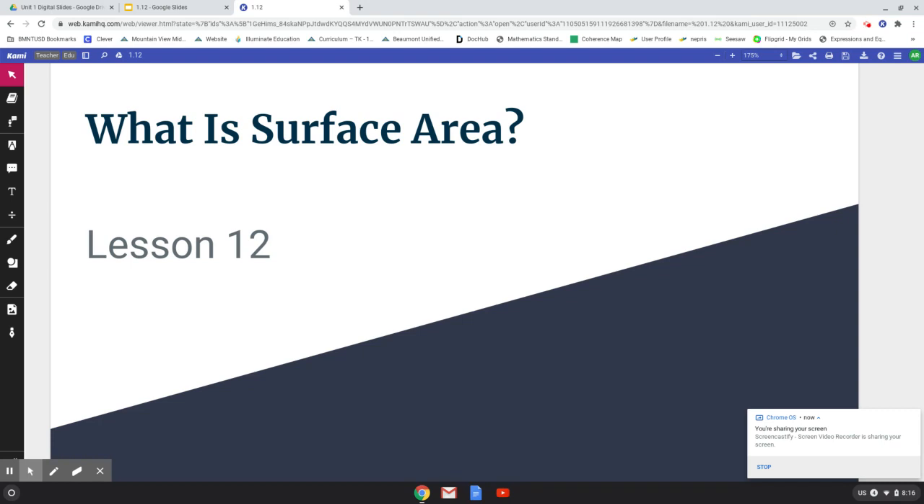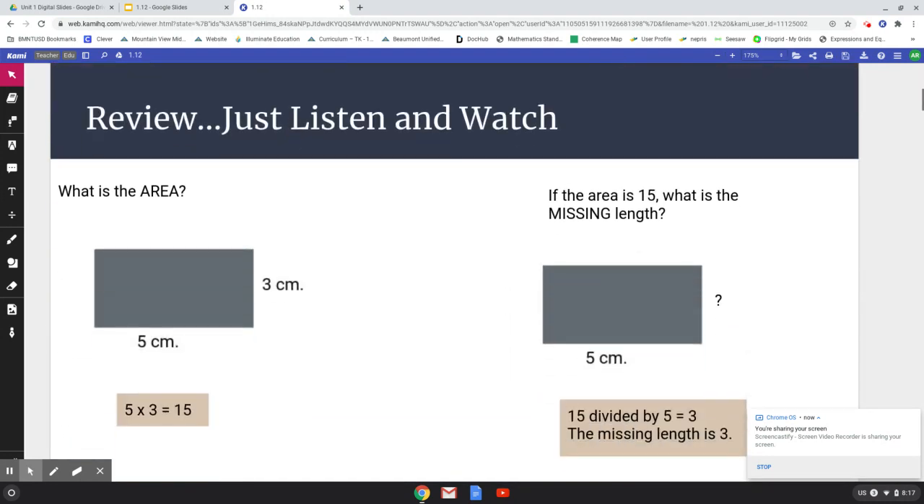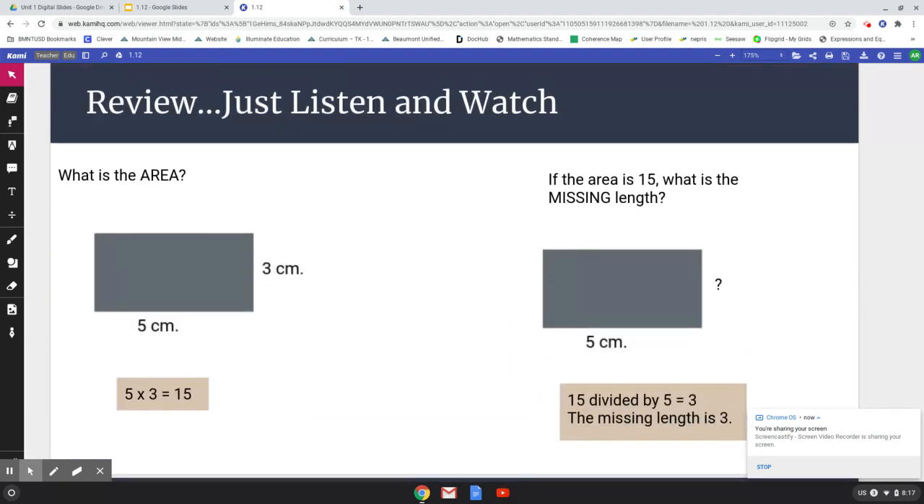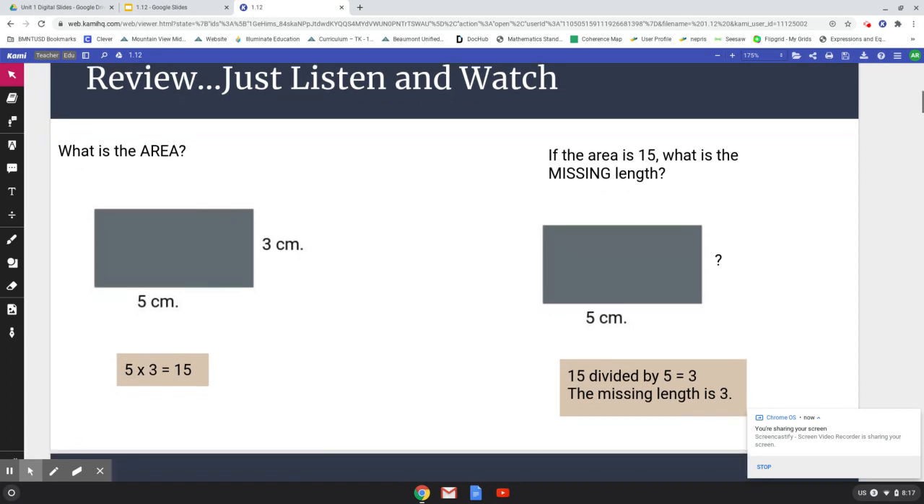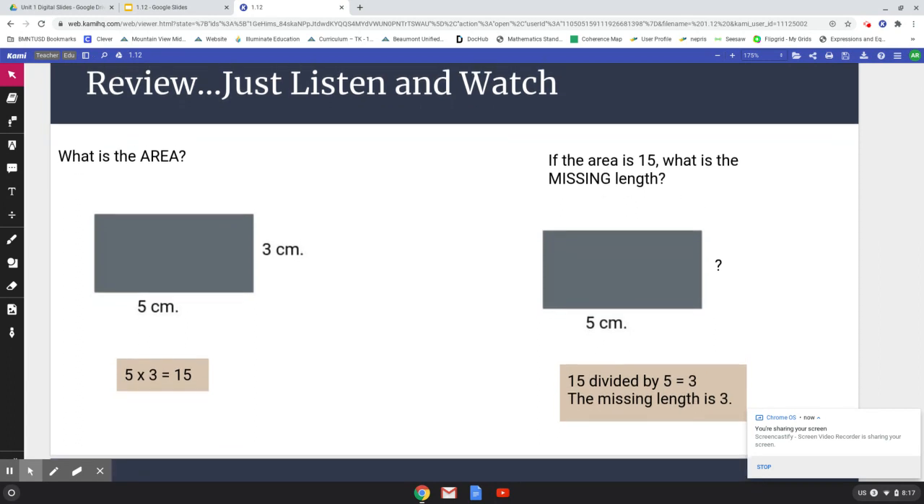Okay, guys, so today we're going to be talking about surface area. It's lesson 12. First, I'm going to go over a review about what I feel a lot of us are struggling on. So you're just listening and watching right now. I'm hoping seeing this helps some of you. So I'm going to focus here on the left when it says, what is area?